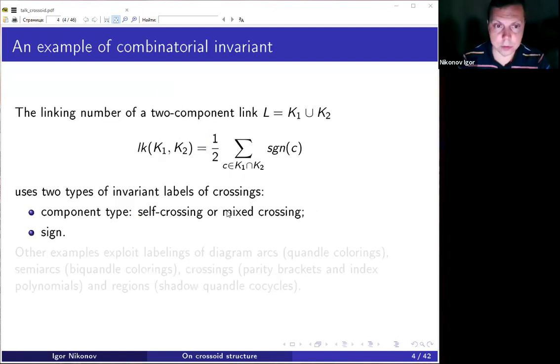And a typical knot invariant looks as follows. Let us consider the simplest knot invariant, such as the linking number. If we have a two-component link, the linking number is just 1/2 of the sum of the signs of diagram crossings. So here we consider an oriented link, and each crossing in this case locally looks as follows, or maybe we may have the following picture.